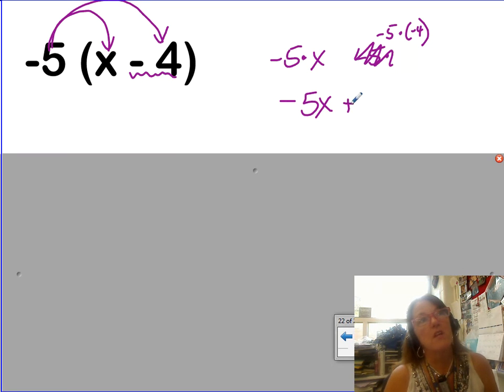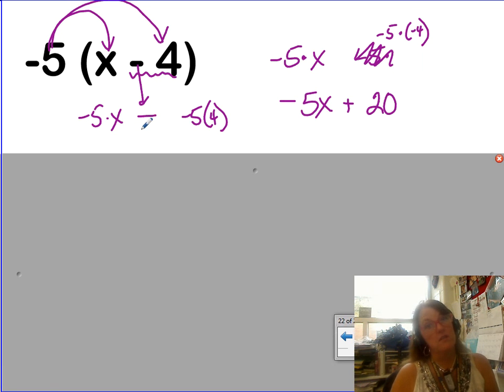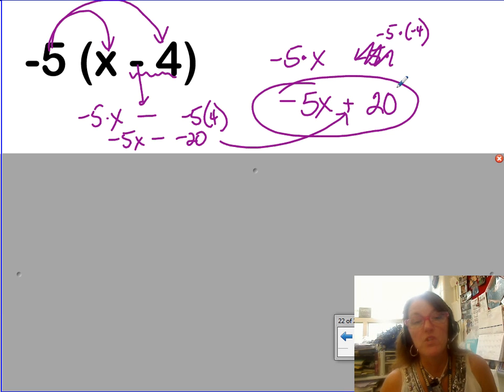This actually becomes a positive 20 or plus 20. This is how I think of it. I think of it as negative 4. If you're more comfortable thinking of it this way, I'm taking negative 5 times the x, and then I'm going to subtract negative 5 times 4, and I'm calling it 4 because I brought this and treated it as a subtraction symbol. Then you get negative 5x minus negative 20, which, subtracting a negative simply becomes adding the opposite, adding the positive. Whichever way works for you, that's the one I want you to use.